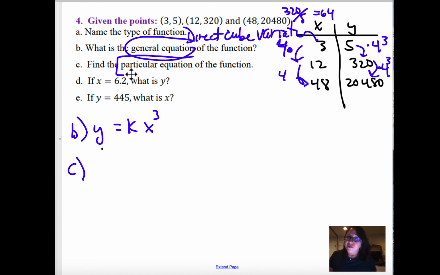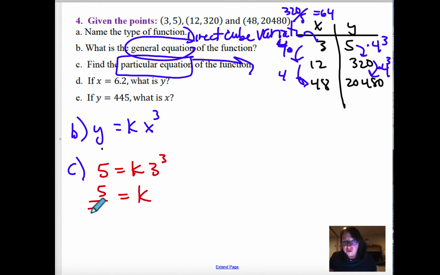For part C, it says, now find the particular equation. Well, for the particular equation, they want it to represent the table. So what we need to do is pick a point. I'm just going to use 3, 5, because why not? And we have 5 equals k times 3 to the third power. So we get, what is that? 3 times 3 is 9 times 3 is 27. So we have k is equal to 5 over 27.